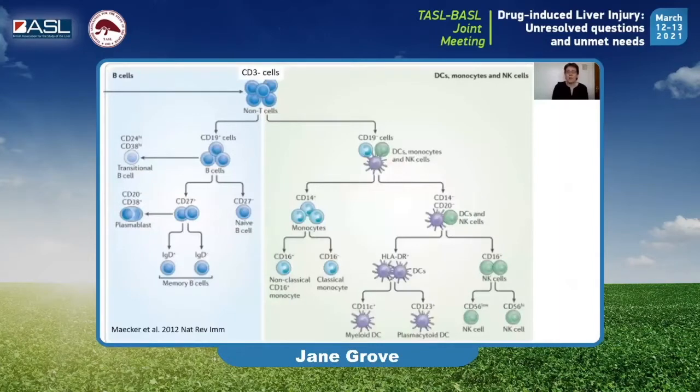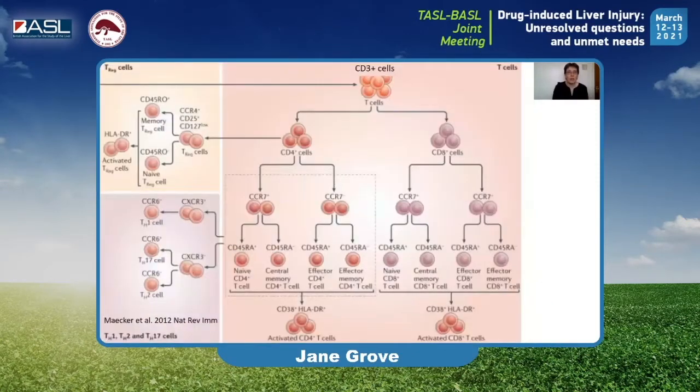For example, the markers used can discriminate the CD3 negative B cell types from monocytes, dendritic cell types, and the NK cell types. And similarly, the CD3 positive T cell subtypes can be separated out as shown on this diagram.